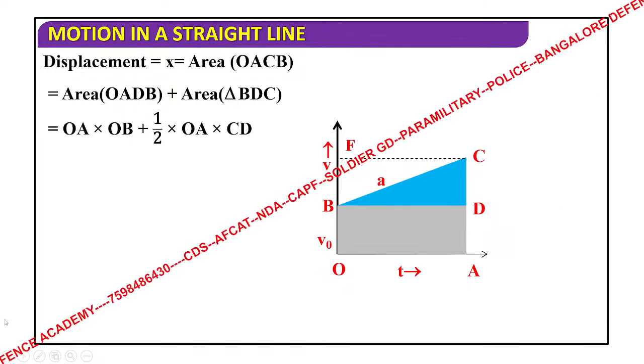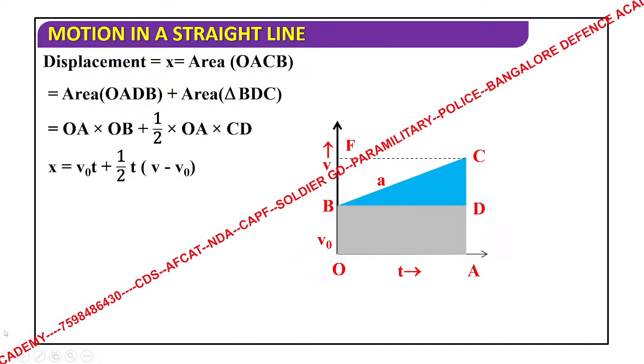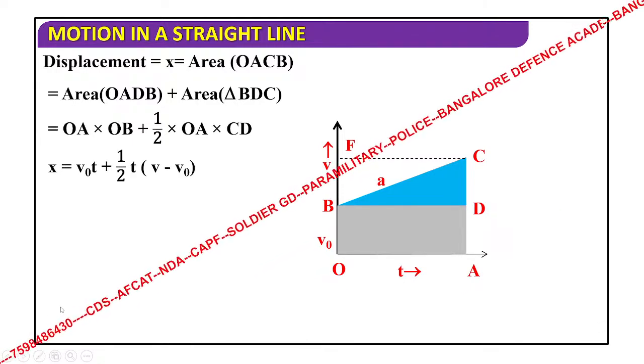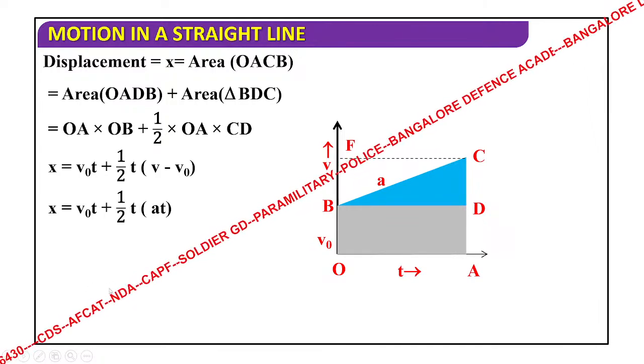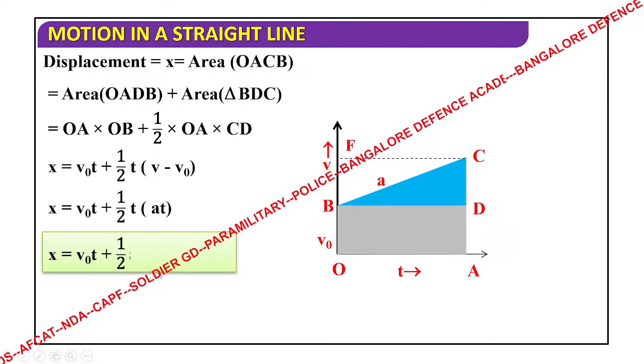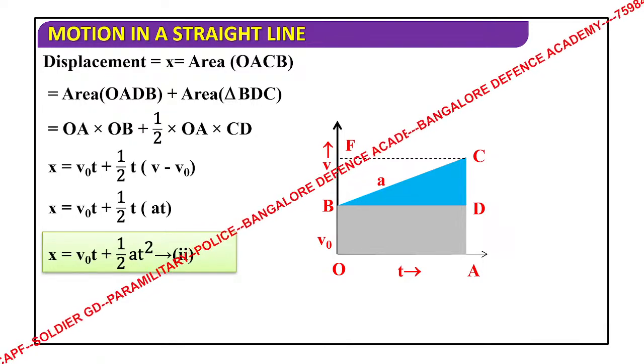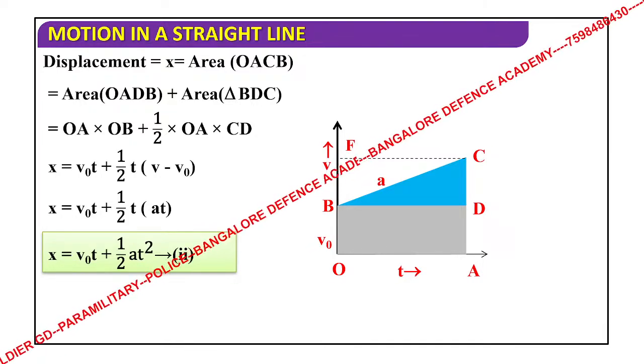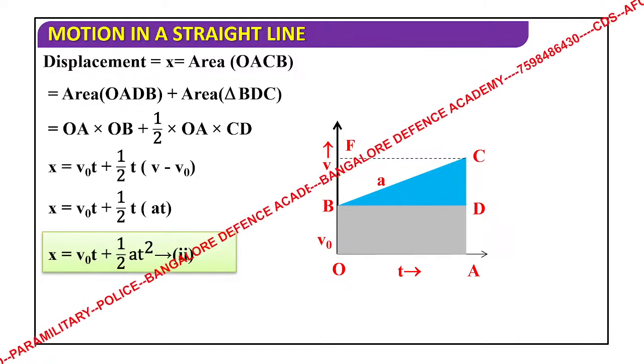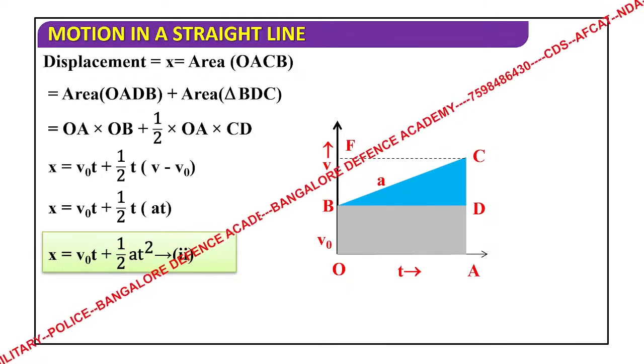So I know OA is equal to t. Using this formula, when I substitute, you get the answer. So this is your answer, that is s is equal to ut plus half at square. This is the second kinematic equation of motion which I have derived. So try to take it down in your notebook.